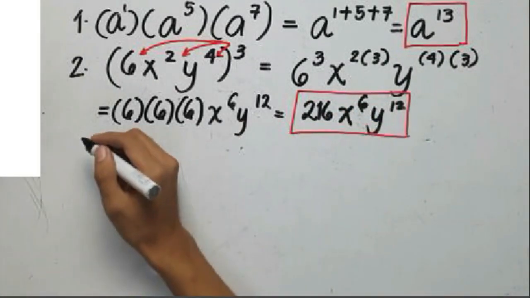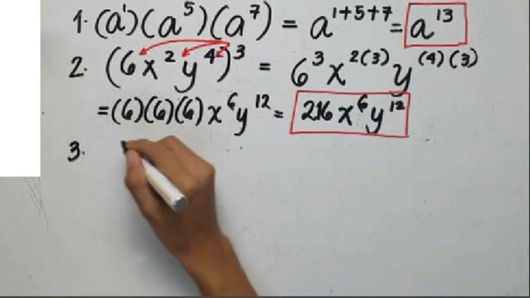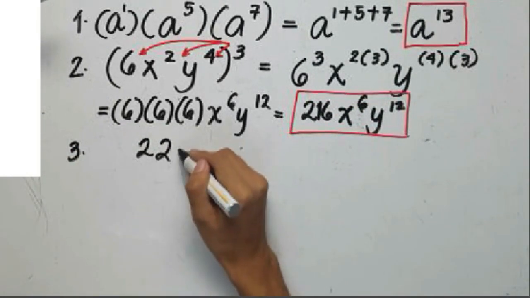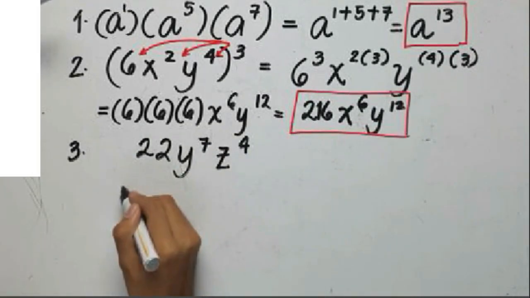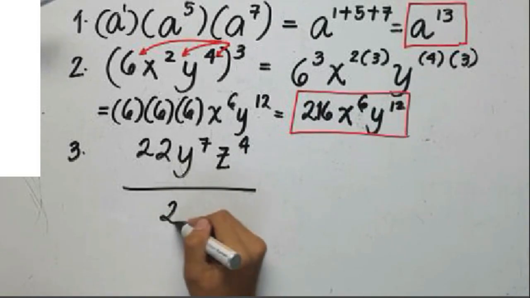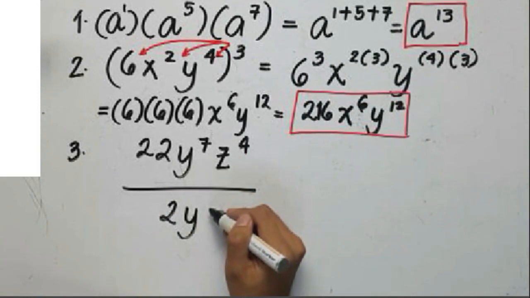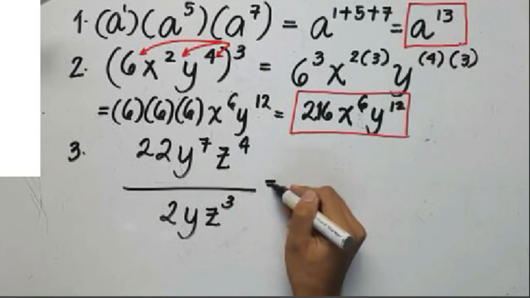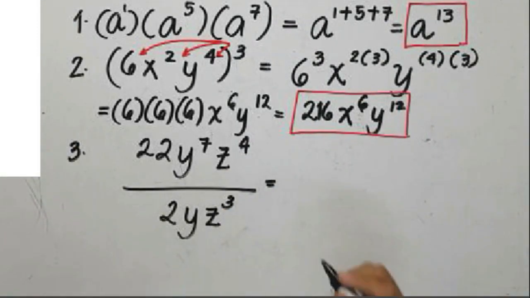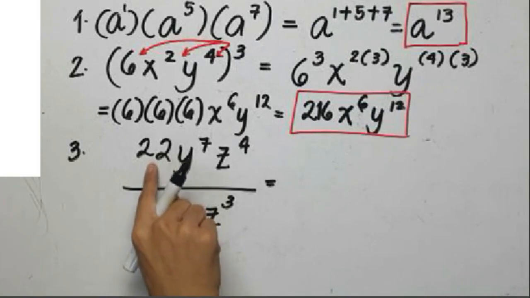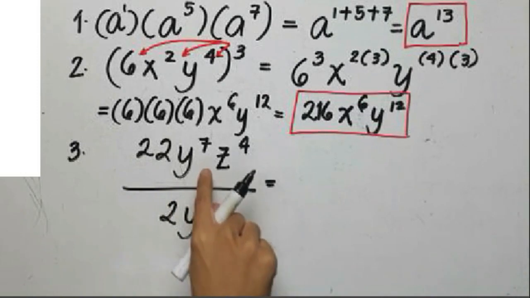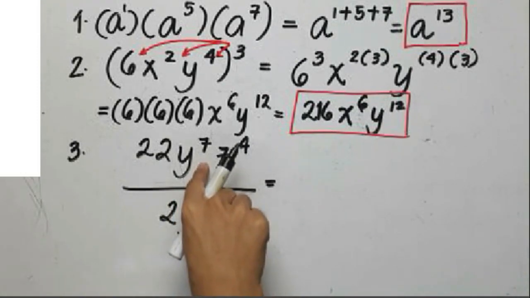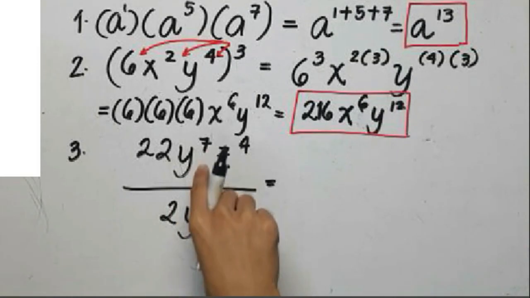The third one, 22 y raised to 7, z raised to 4, divided by 2y times z raised to 3. So this is the quotient rule. So isa-isahin ko lang siya. Of course, the numerical coefficient, hindi mo siya ipagmaminus kasi as is yan, i-divide mo siya. Pero yung may parehas na term or parehas na bases, i-subtract mo lang yung kanilang mga exponents.